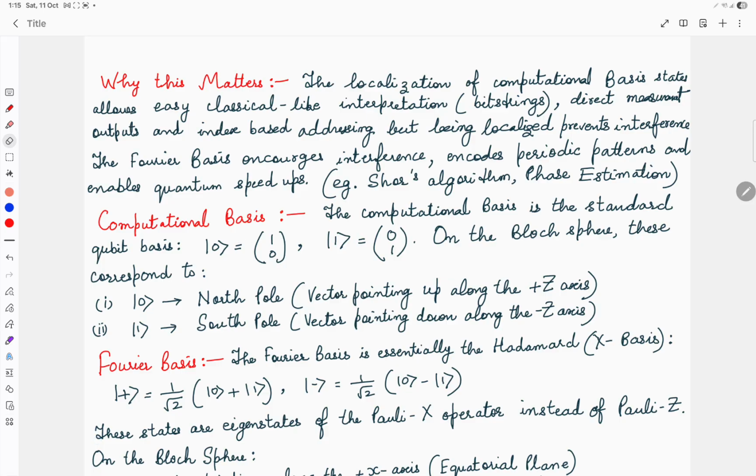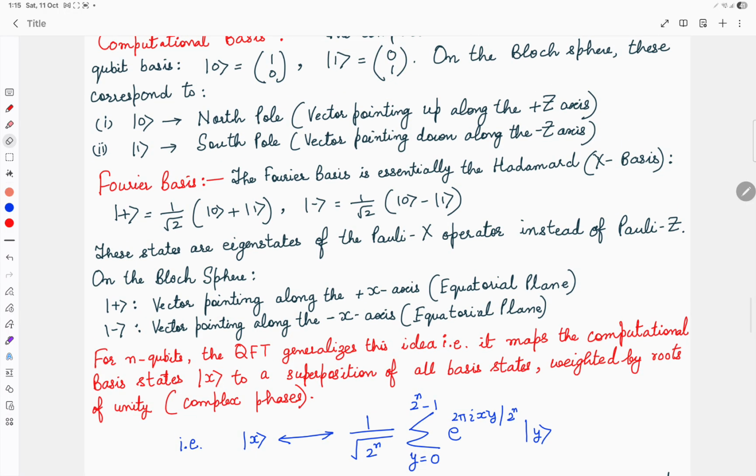So the computational basis states, in general, if we use the positive z-axis and the negative z-axis, so |0> will be the north pole position, |1> will be the south pole position. This is in terms of the Bloch sphere actually. But in the case of the Fourier basis, the Fourier basis is essentially the Hadamard or x basis.